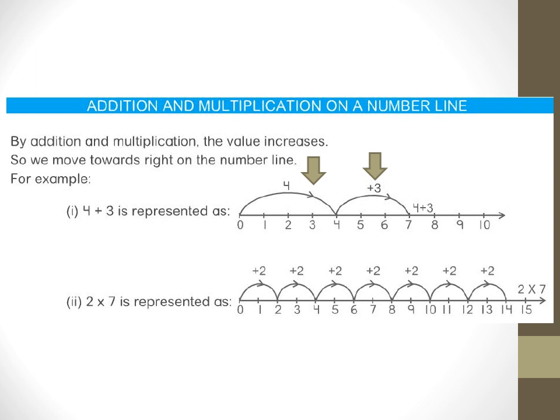Now in the second example, 2 into 7 is represented as we have to add 2, 7 times. So this is 1, 2, 3, 4, 5, 6, 7 times. So we added 2, 7 times and we reached 14. So 2 into 7 equal to 14 is represented on a number line like this.